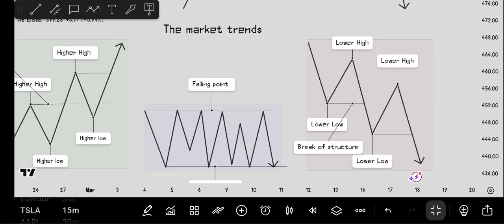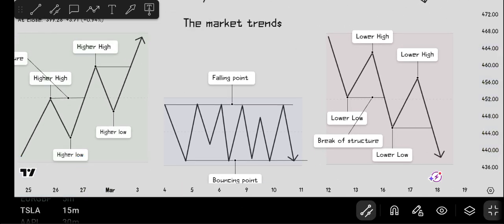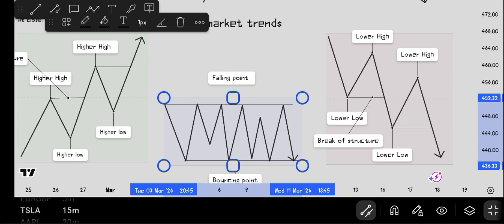Once again, guys, we have the uptrend, we have the ranging zone, or the consolidation, and we have the downtrend.